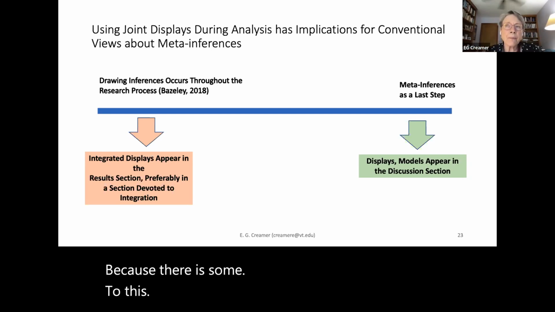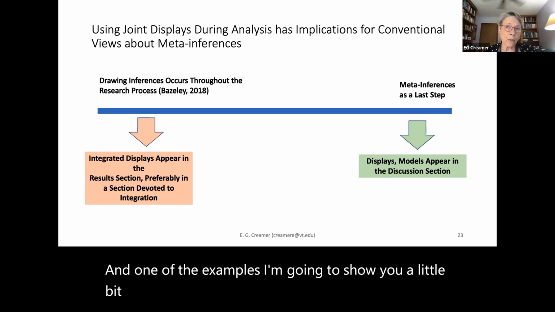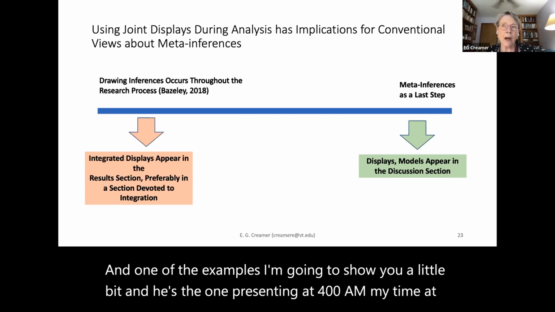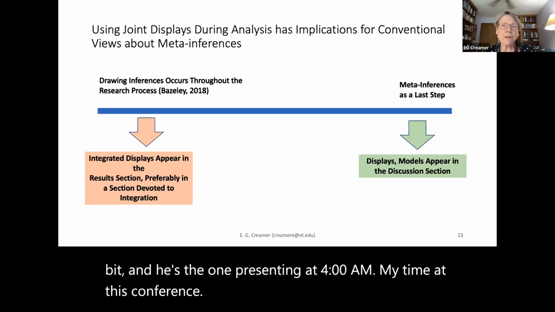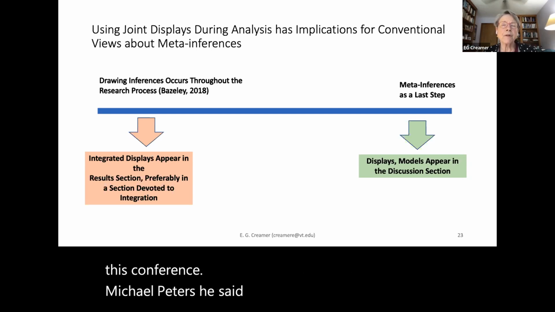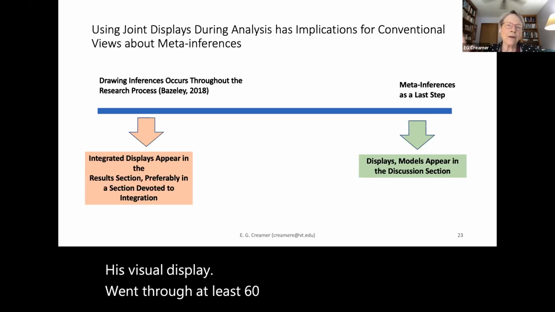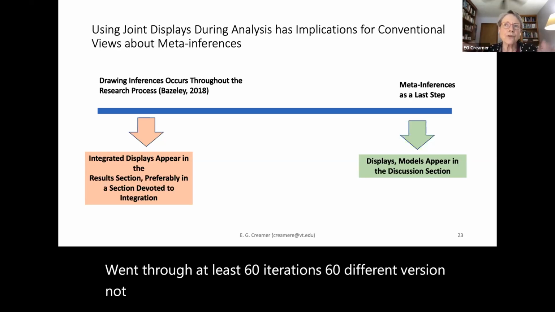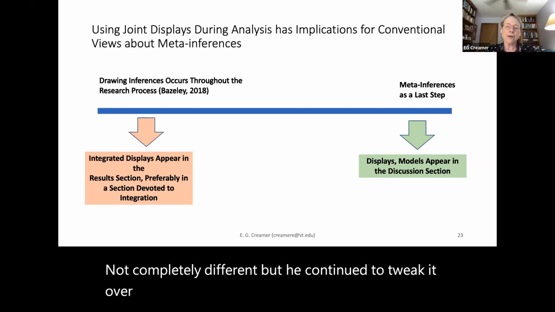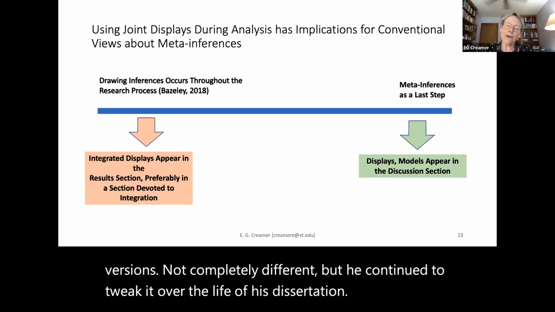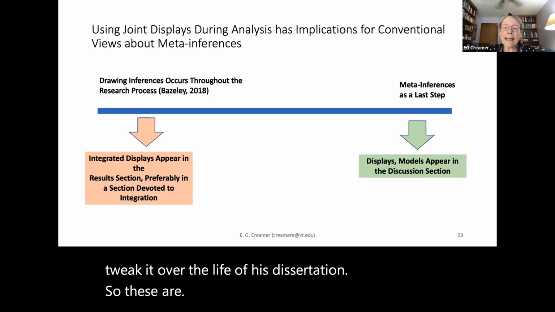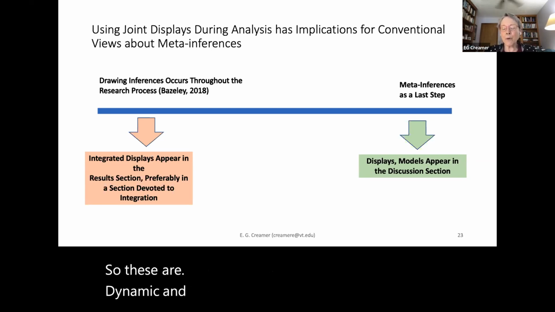In one of the examples I'm going to show you a little bit, and he's the one presenting at 4 a.m. my time at this conference, Michael Peters said he figured there were at least 60. His visual display went through at least 60 iterations, 60 different versions, not completely different, but he continued to tweak it over the life of his dissertation. So these are dynamic and malleable.